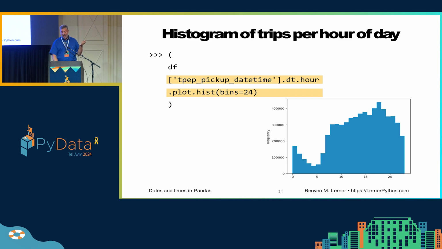Well, once I've got that, then I can just do a histogram, and I can say, show me for each hour of the day how many rides there were. So I'm going to pull out the hour, I'm going to do a histogram, I'm going to make 24 bins because there are 24 hours in the day. And we can see, and this will shock you, there are very few taxi riders at about 4 a.m. and many, many more at about 6 p.m.